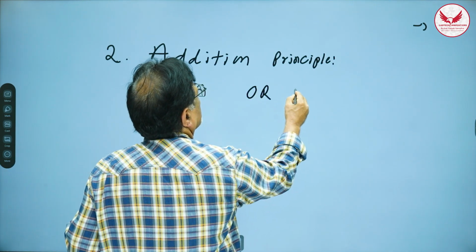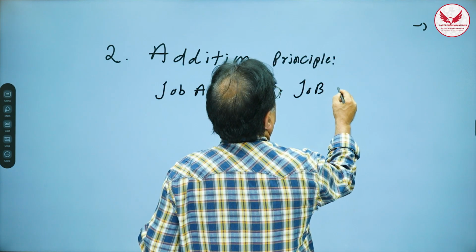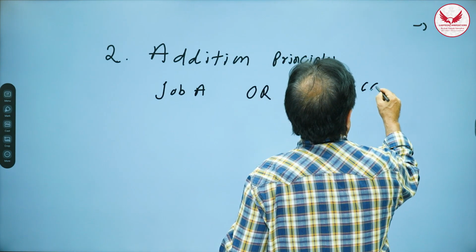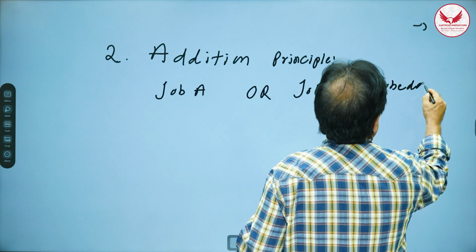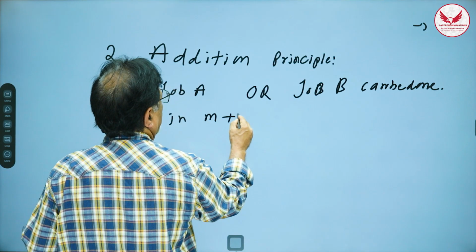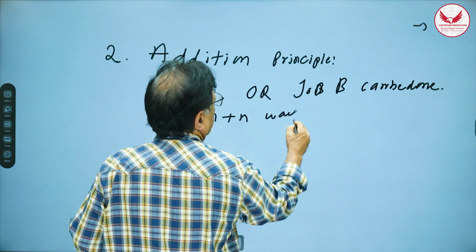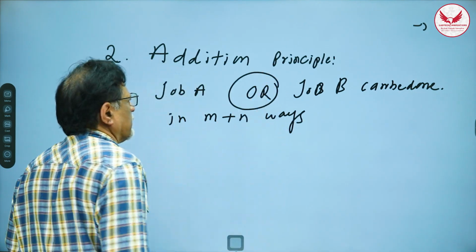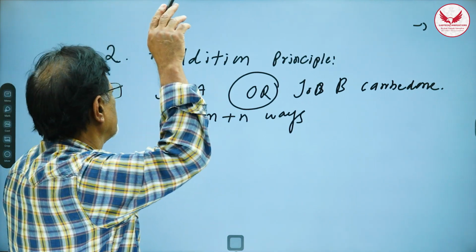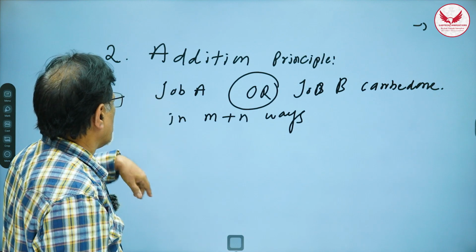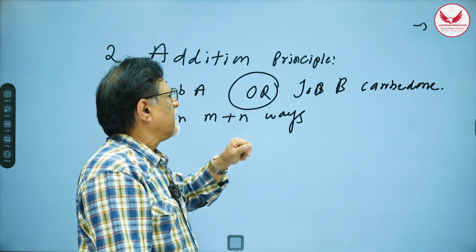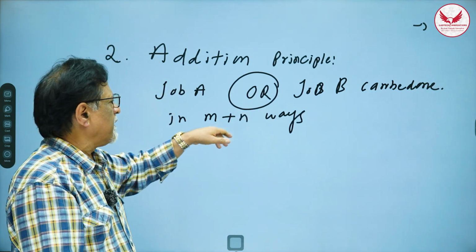or job B can be done in M plus N ways. Remember, here the word that I'm using is or, and there I had used the word and. So if there are 2 jobs, job A which can be done in m ways, and job B, which can be done in n ways, then either A or B can be done in m plus n ways.